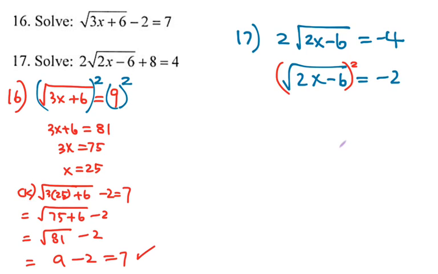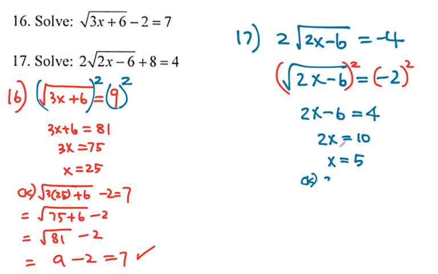Then now when you square both sides here, on the left side we simply get 2x minus 6. On the right side, negative 2 squared becomes 4. So 2x, we know that to be equal to 10. Then x must be equal to 5. So if you have to check whether 5 is the answer or not, I'm plugging 5 into the original equation.